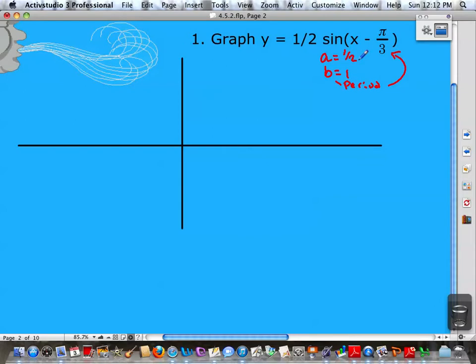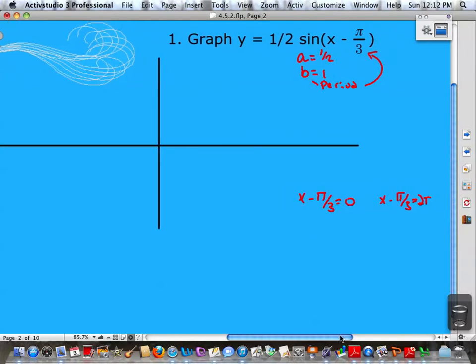So to look at that period piece, we're going to take x minus pi over 3, set it equal to 0, and set it equal to 2 pi. Kind of running off the screen there a little bit. There we go. So here we get x equals pi over 3. And here, when I add pi over 3, that would be 6/3 plus 1/3. I'd have 7 pi over 3. So what does that mean?